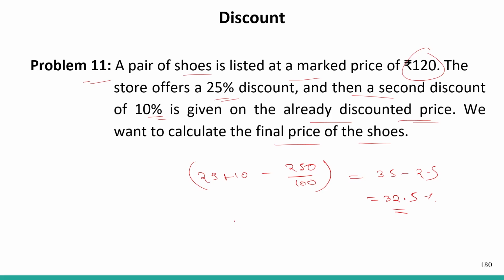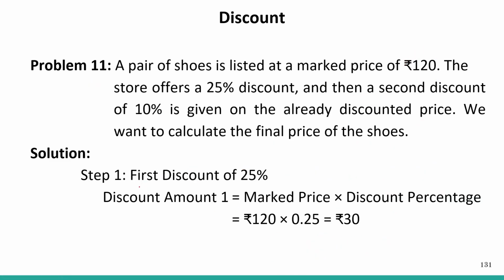So how much is the remaining amount? It will be 67.5%. So 67.5% of what? 120. So 675 by 1000 into 120. Cancelling a 0 from there and here. So what we are left with is this much amount. So let's see the step-by-step solution.